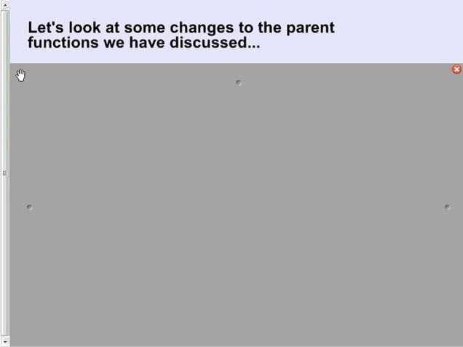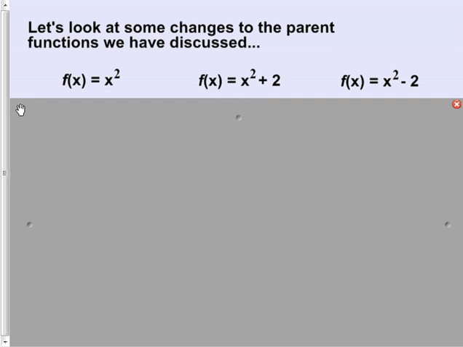Okay, so let's take a look at some of the changes to the parent functions that we have discussed so far. Here we have a particular function. What type of function will this one be? This one is quadratic, and we know it's going to be quadratic because we have y in the first dimension, and then we have another variable x in the second dimension. When you have one in the first and one in the second, that is quadratic. It will graph a parabola.